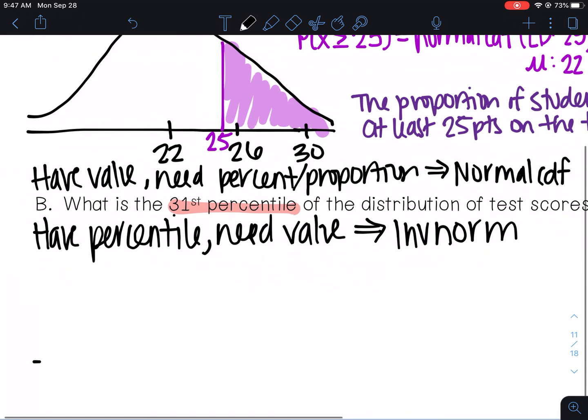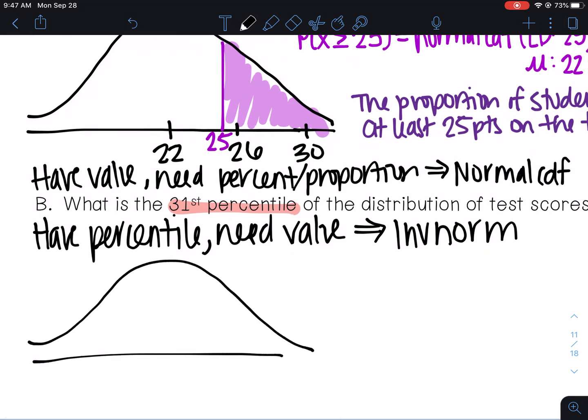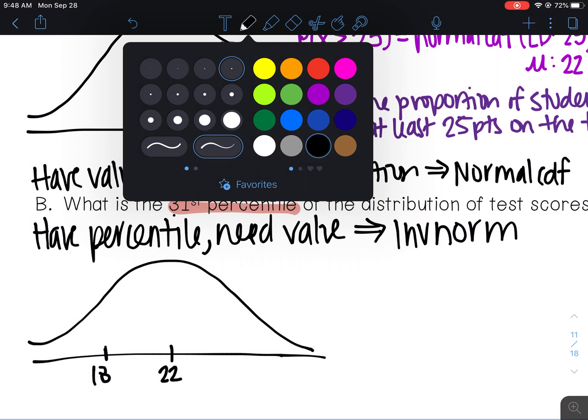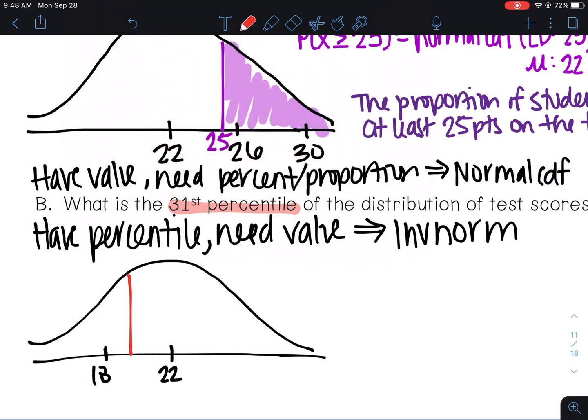Always need to draw my curve. This one's a little harder to estimate where the percentile is. So the middle's 22. Now I know that from this way is going to be 50% of the data. So I don't want the 50%, so I'm going to put another standard deviation. That's going to be 18. And I know that between these two, because I'm thinking about the empirical rule, that's 34% of the data. So that means 16% falls this way. And I need 31%. So 31% is going to fall somewhere in between the first standard deviation and the mean. So I'm just going to say it's right here. I just need a general idea.